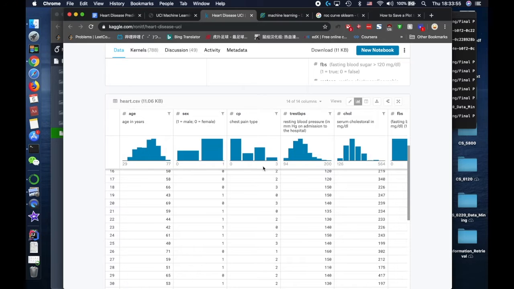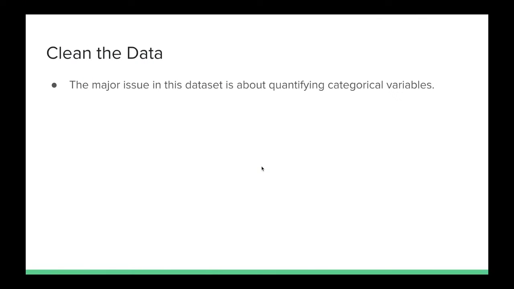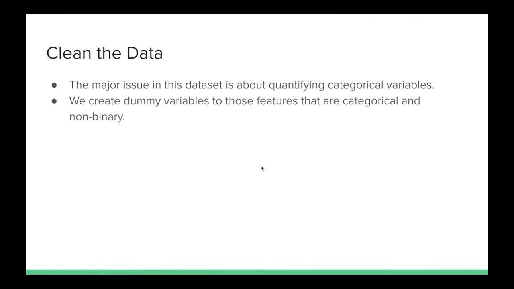To solve this problem, we're going to use dummy variables. We create dummy variables for these features that are categorical and non-binary. The reason we are not dealing with binary data is that they already have a meaning behind them. Creating dummy variables expands a single feature into many columns. Each column stands for a type.